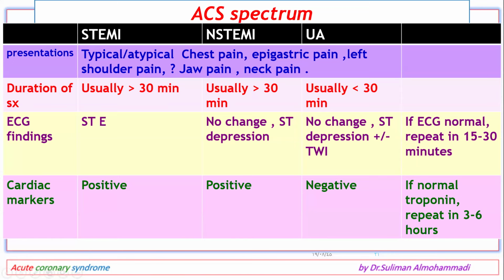The difference between stable angina, unstable angina (acute coronary syndrome), and non-STEMI or STEMI is the duration of chest pain, usually in unstable angina less than 30 minutes. The characteristic finding in STEMI is ST segment elevation, while non-STEMI and STEMI can have positive troponin, while unstable angina has negative troponin.